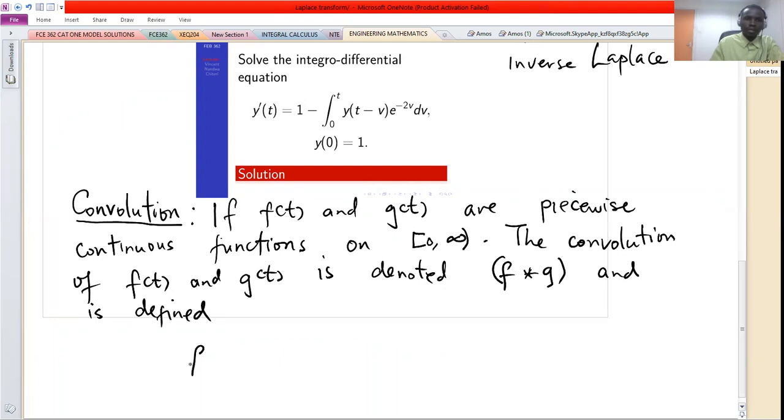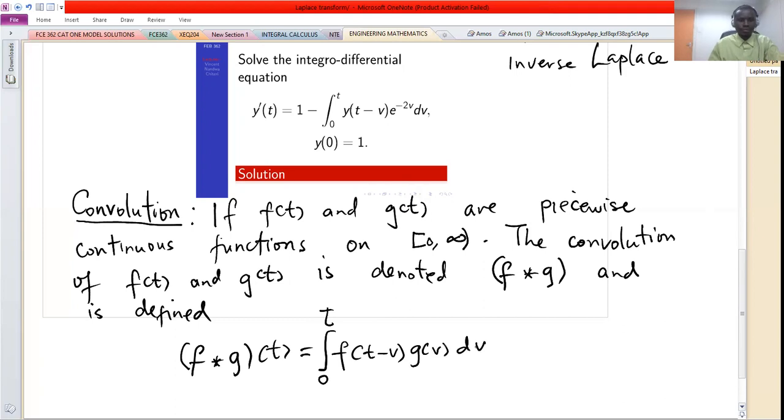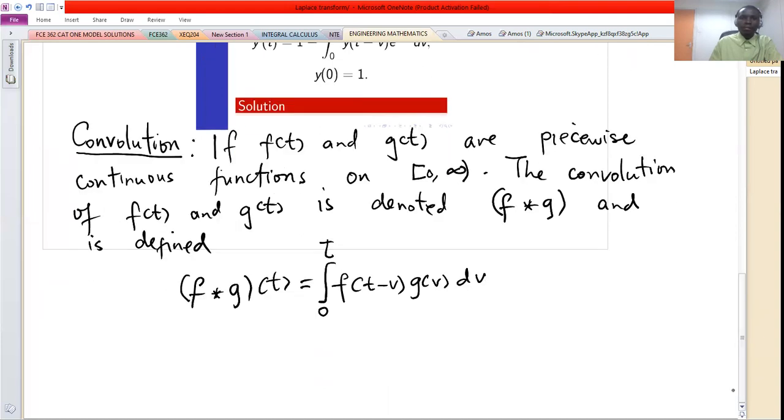That f star g, or simply the convolution of f and g, is the integral from 0 to t of f of t minus v multiplied by g of v dv. So this is the convolution. And you can see clearly that the way this question has been structured, with limits 0 to t, y of t minus v, and then this is our g function. What will also help us solve this is what we call the convolution theorem, which brings in the aspect of Laplace transform and inverse Laplace transform.